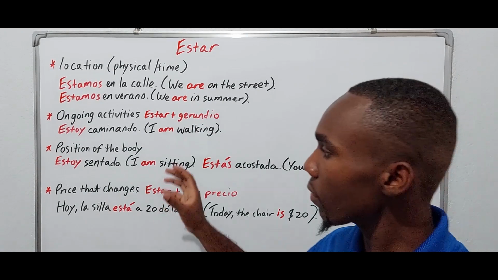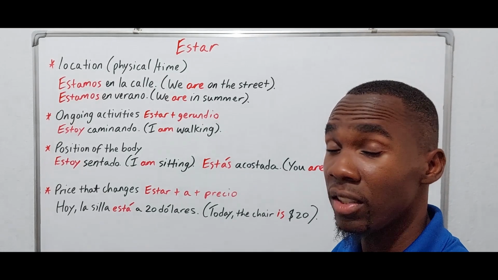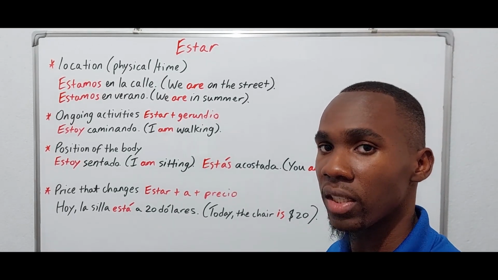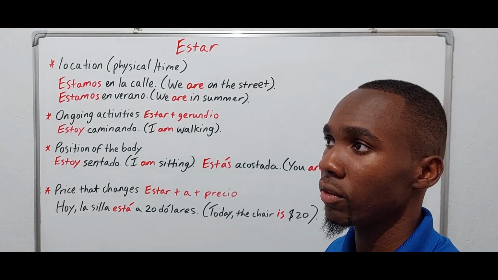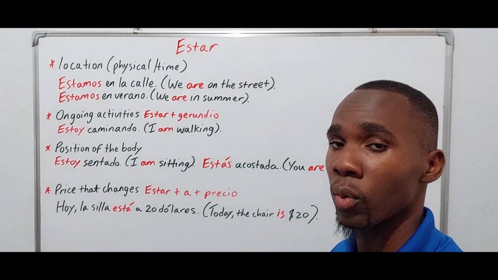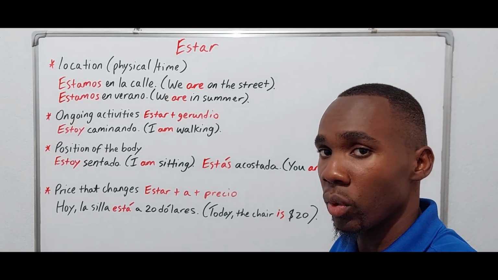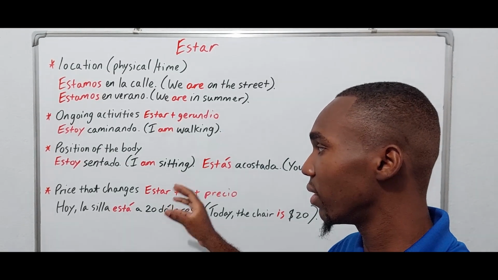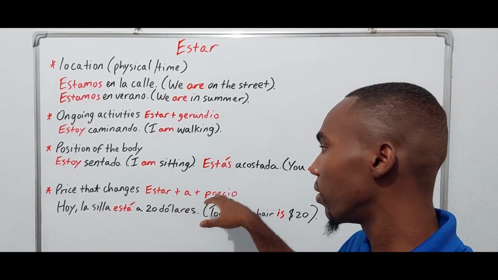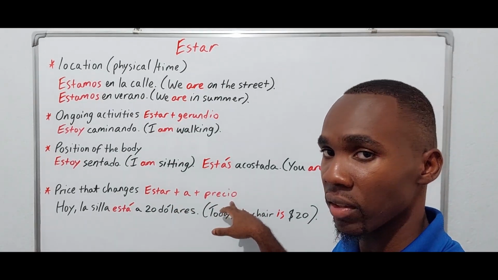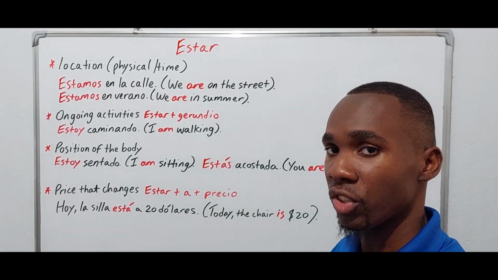Alright? And finally, we use estar to talk about prices, but these prices are going to be prices that change. They're not fixed. When we did ser, we would have come across price as one of the contexts, but in that case, the price is going to be fixed. It will not change, but this time the price will change. So we use estar plus the preposition a plus el precio, which is price. All right, so this is the structure we use to talk about a price that will change.